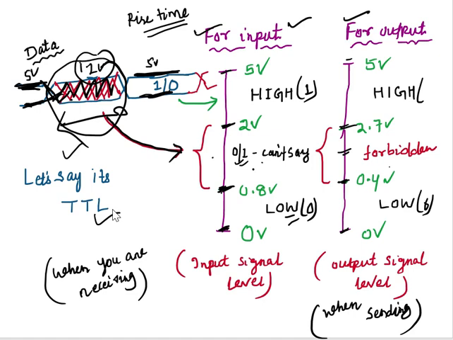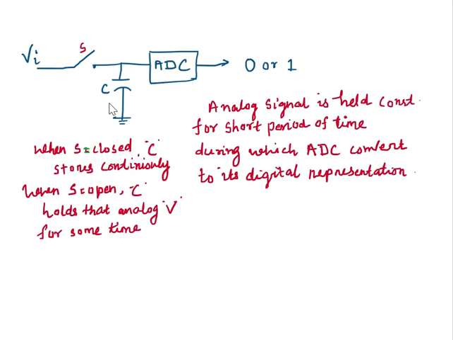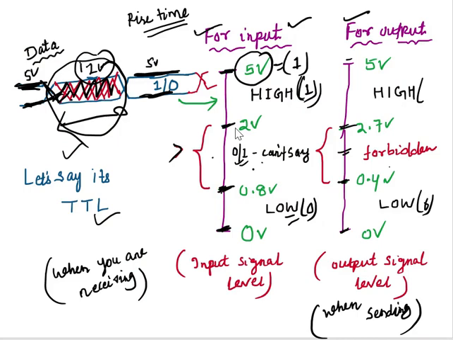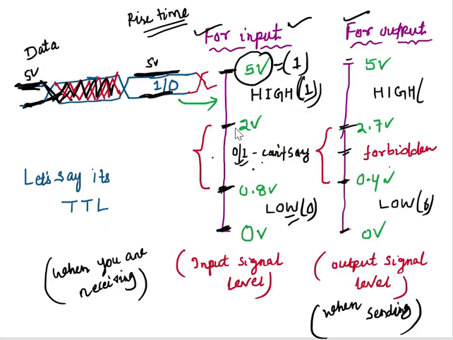And see, this 0 to 5 volt, let's say the input is 5 volt and it is considered as logic 1. But what happens, let me explain a little bit about this capacitor. There is a capacitor, right? And the capacitor stores charge, and the storing of charge is not sudden. Slowly the charge is stored here. And what we get is VC, that is the capacitor voltage.